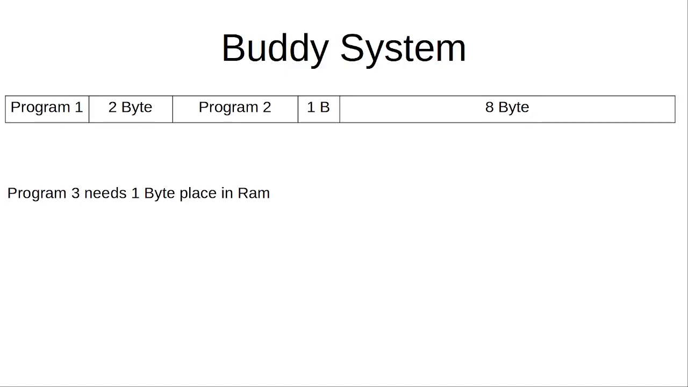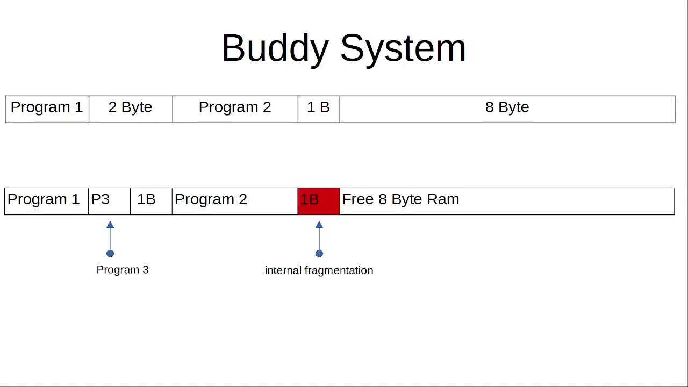Instead of splitting the 8-byte block 3 times, the buddy system chooses the smart way and splits the 2-byte block, and a 1-byte piece goes to program 3. And the remaining 1-byte block can be used by another program. This is not internal fragmentation because the block was split perfectly. Now we have program 1, program 3, a 1-byte free block, program 2's 1-byte internal fragmentation, and an 8-byte free block. This is how the buddy system works.